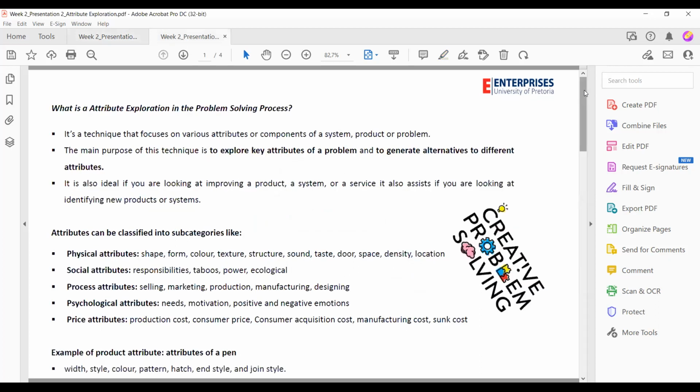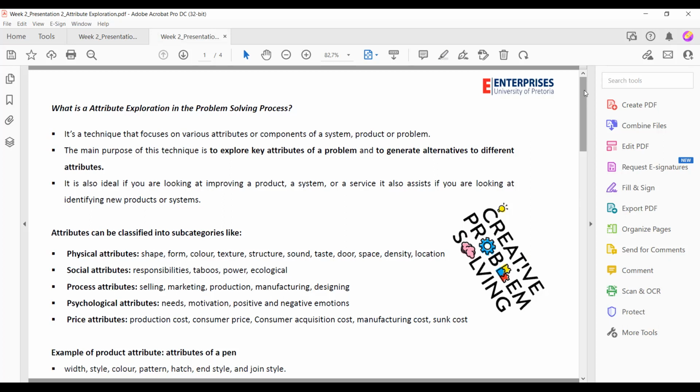Okay. The next one that I have is the attribute exploration. It's a technique that focuses on various attributes or components of a system, a product, or a problem. The main purpose of this technique is to explore key attributes of a problem or to generate alternatives to different attributes. It is also ideal if you are looking at improving a product, a system, or a service. It also assists if you are looking at identifying new products or systems.